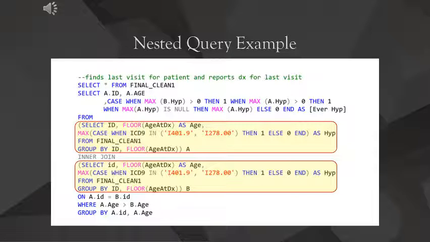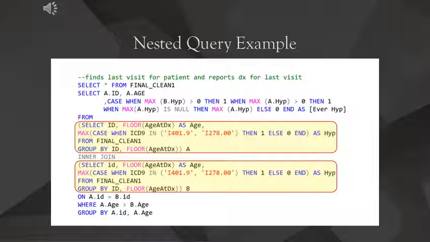This is a nested query example to find the last patient visit and their diagnosis. The highlighted lines are the nested queries which we assign alias A and alias B, which are interjoined to generate the data for the outer code to utilize.